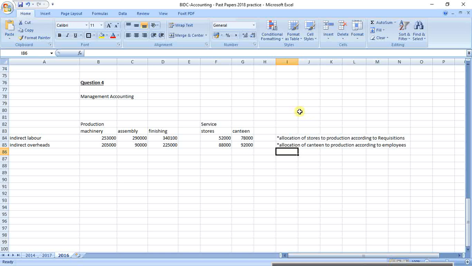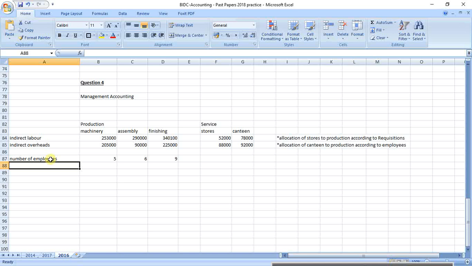Then they say the information is available. Direct hours I don't need. Machine hours I don't need. Number of employees I do need, so let's write that down. I definitely need that because I'm going to allocate based on that number. How much does machinery have? 5. Assembly? 6. And the last one? 9. Then we need to write down number of requisitions.